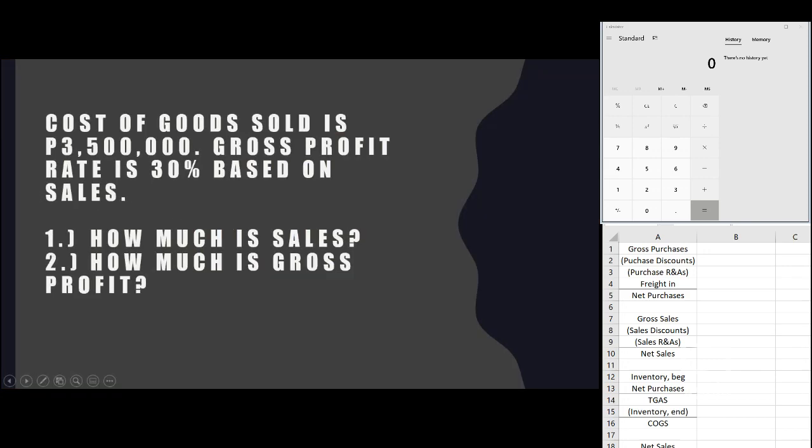Ayan. So, dito muna tayo. Ang sabi here, once again guys always make use of what is given. As much as possible, lahat ng given gagamitin natin. Okay? So, first problem, cost of goods sold is 3,500,000. The gross profit rate is 30% based on sales. So, the question is, how much is sales? How much is gross profit?